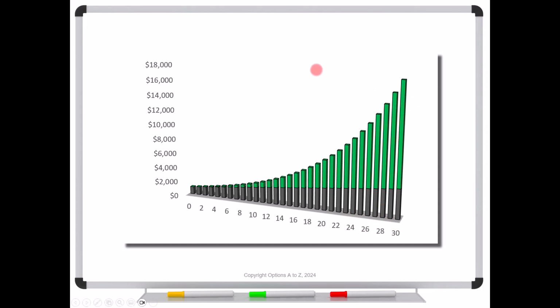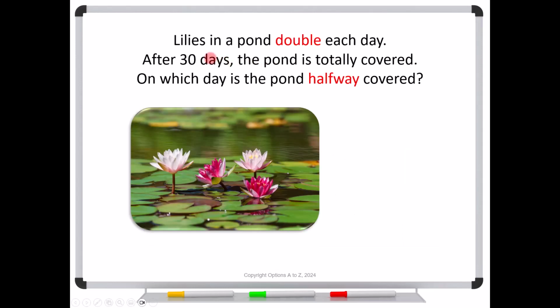So here's a good question that will really highlight the power of compounding. Let's say that lilies in a pond double each day. After 30 days, the pond is totally covered. On which day is the pond halfway covered? Now, your gut instinct will probably jump to, say, 15 days, because that's the halfway point.